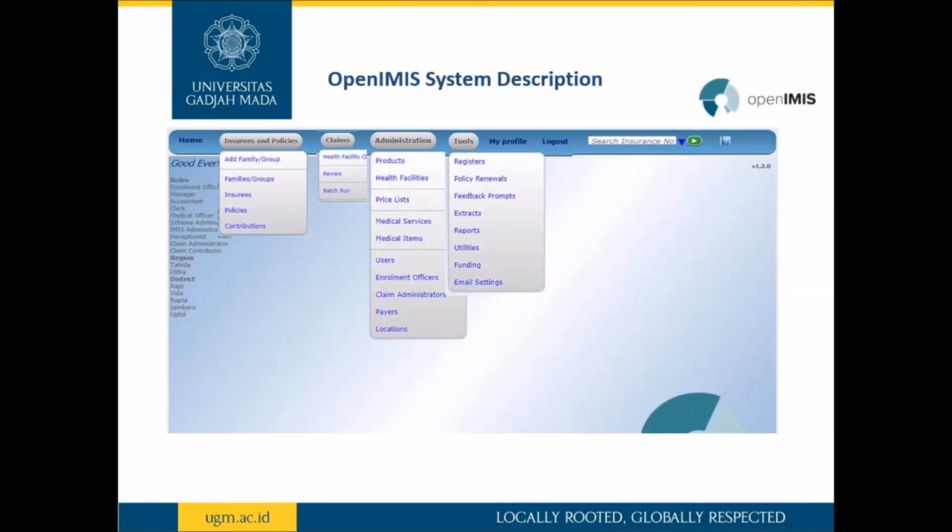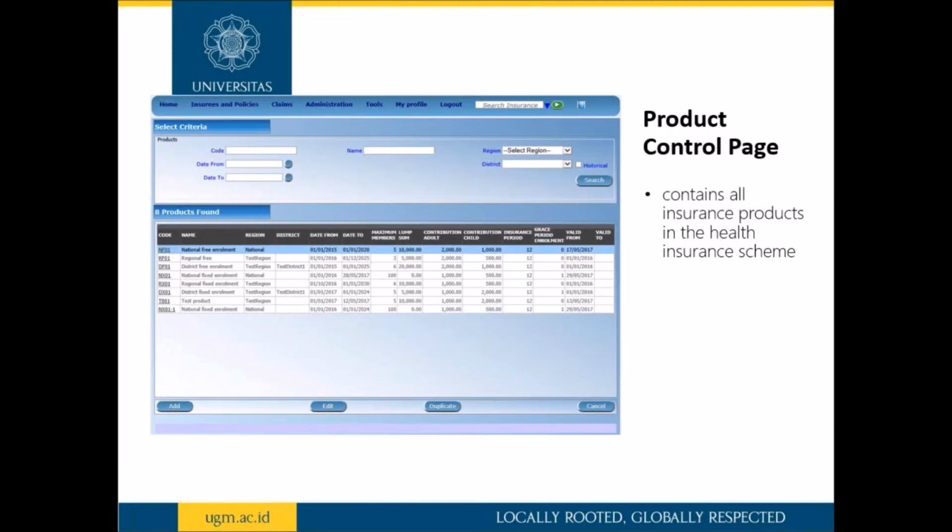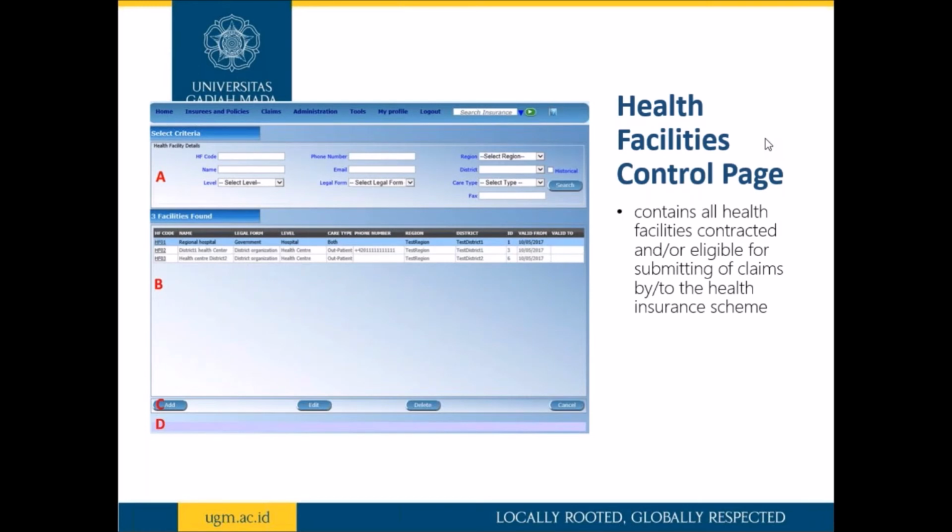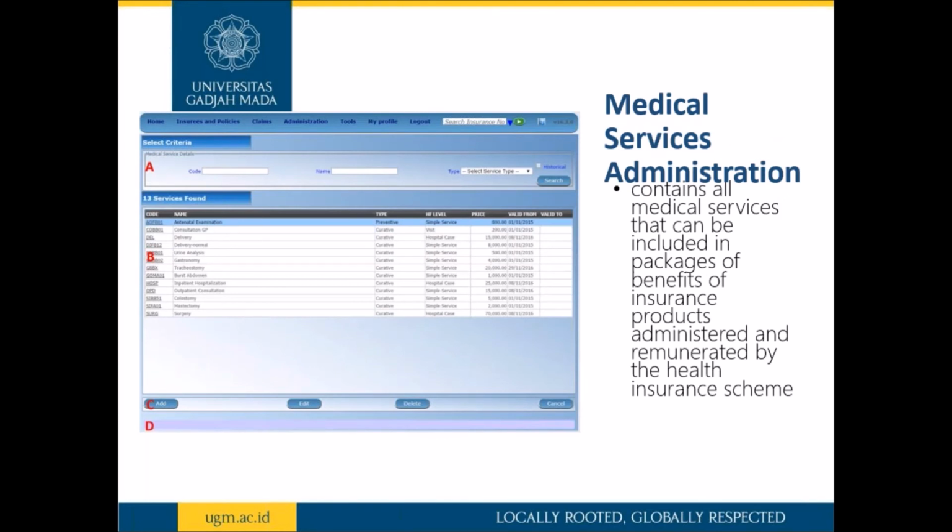So this is what we have already tried to grab from the demo server of openIMIS. There are several features and functions related to the management of the members of health insurance, claim management, the administration part, and also some tools regarding registration. And there are also several functions related to the management of insurance products that are already available in the health insurance scheme, some functions related to health facilities management, and other functions related to medical services administration, and so on.